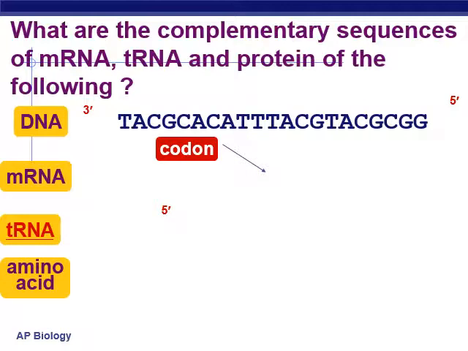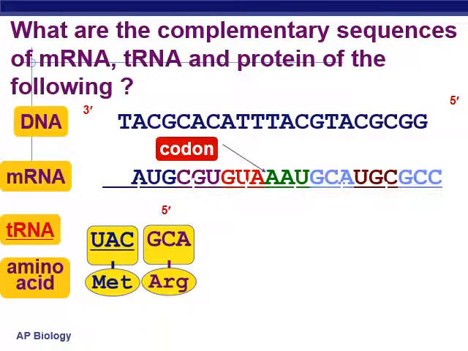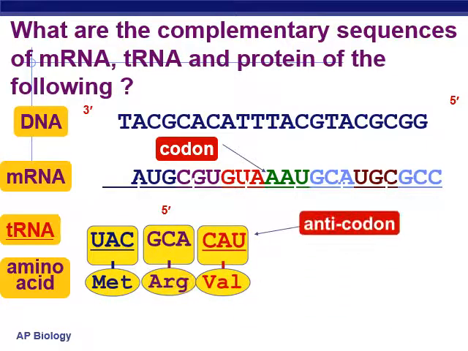Question: what are the complementary sequences of the messenger RNA, tRNA, and protein for the following? This is the sequence of DNA. The complementary sequence of messenger RNA is this. And this is the sequence of tRNA and amino acids.